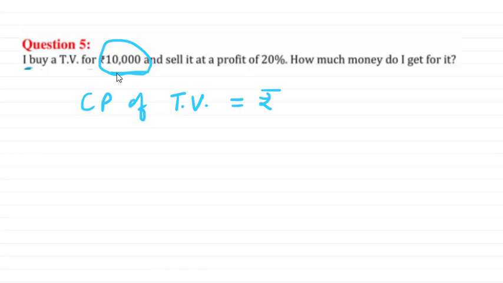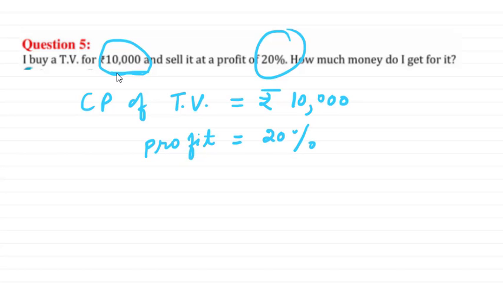Rupees 10,000. Now here it is given that he sold this TV at a profit of 20%. Now you need to find out how much money he got for it. That means after selling, the price he will get is the selling price. So you need to find out the selling price.